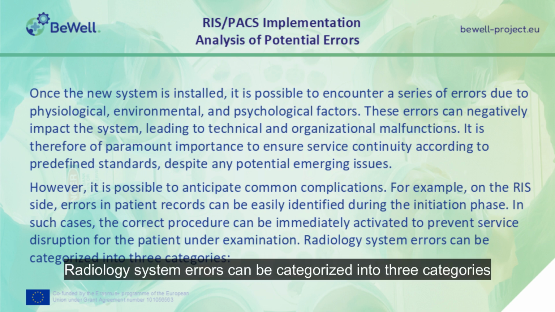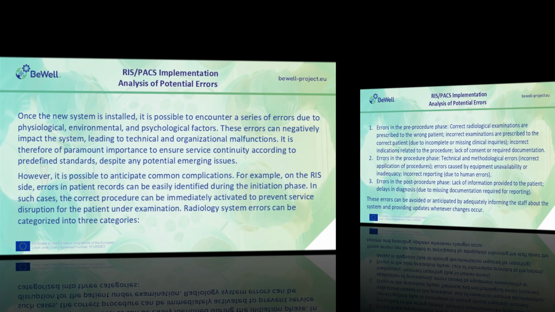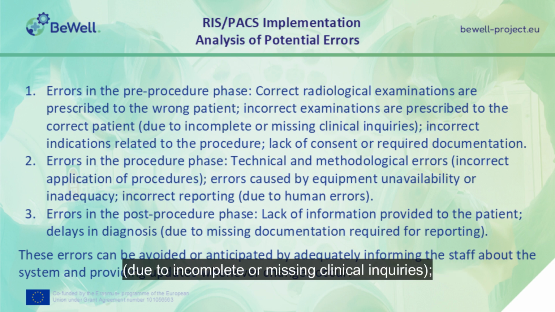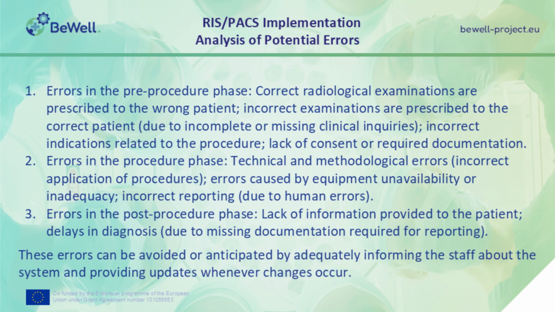Radiology system errors can be categorized into 3 categories. Errors in the pre-procedure phase. Correct radiological examinations are prescribed to the wrong patient. Incorrect examinations are prescribed to the correct patient, due to incomplete or missing clinical inquiries. Incorrect indications related to the procedure, lack of consent or required documentation.